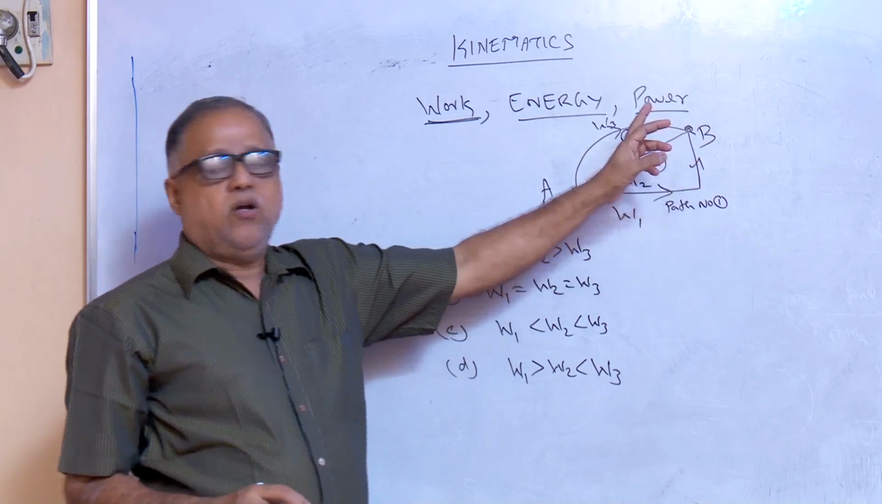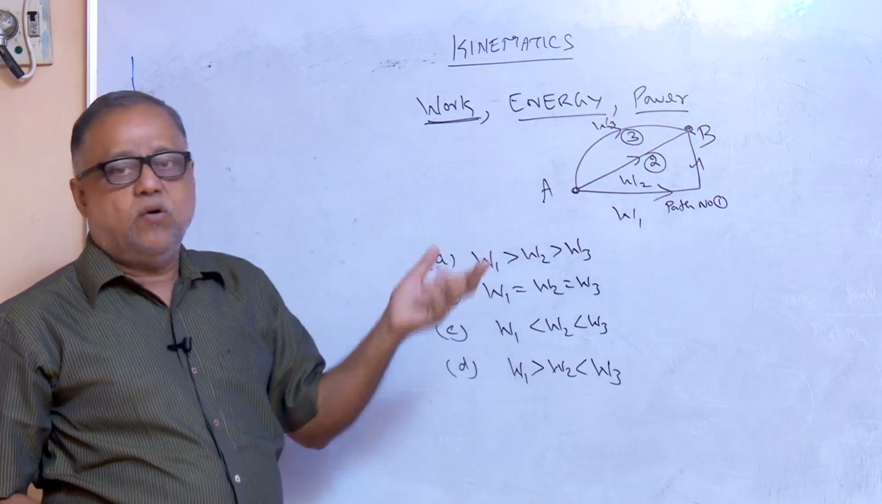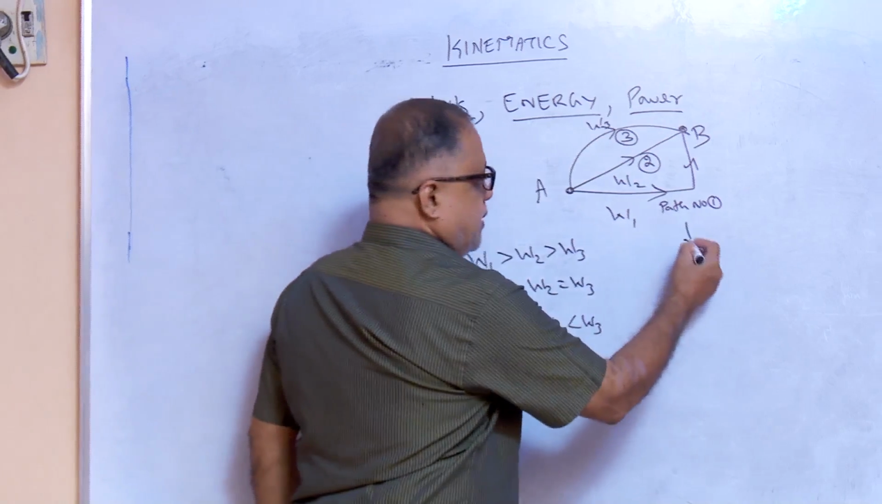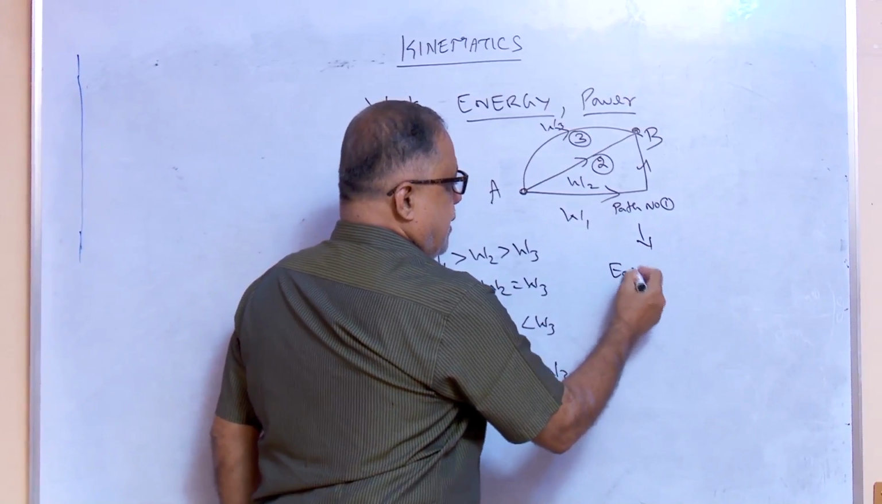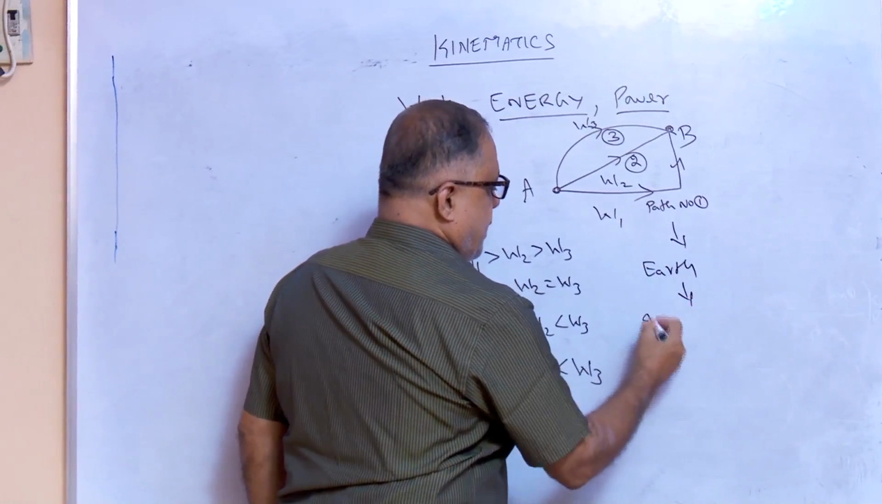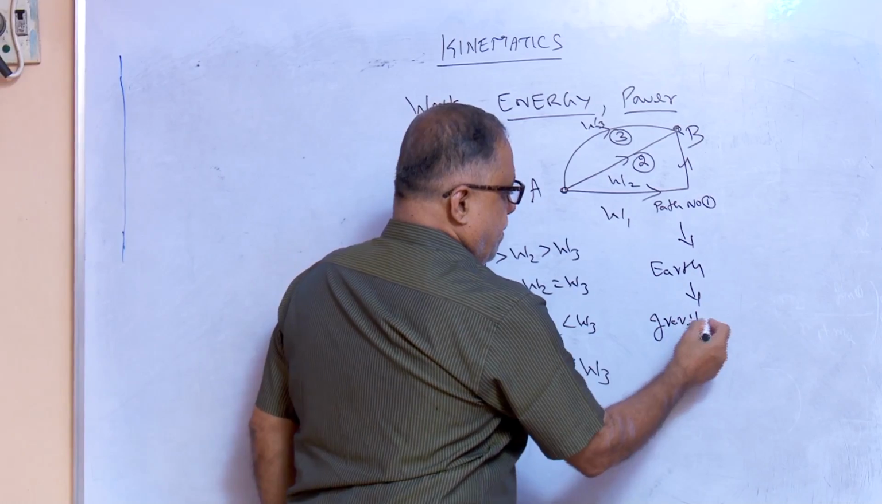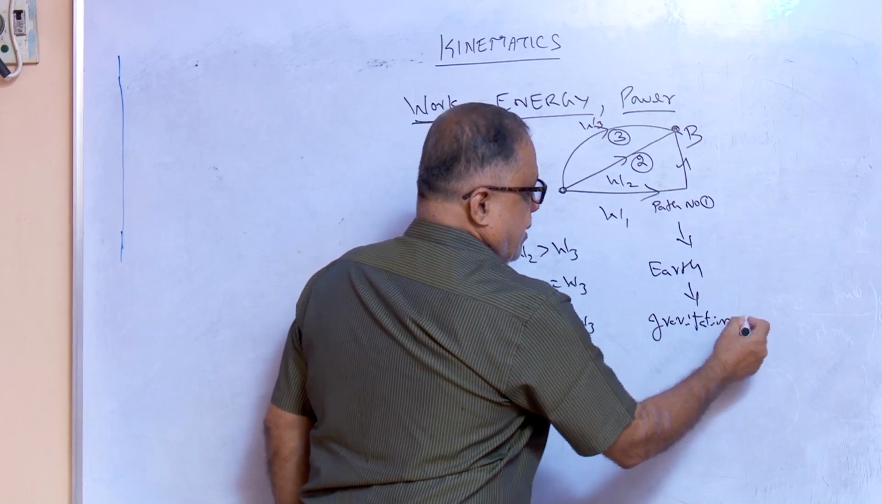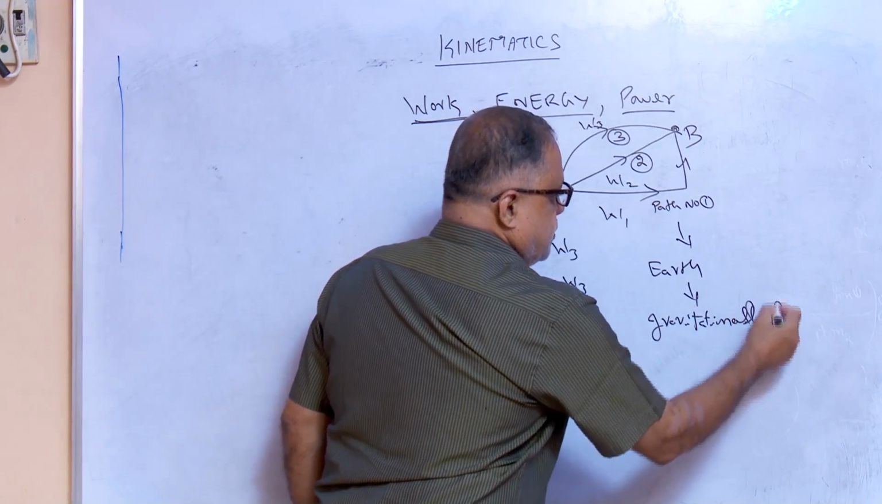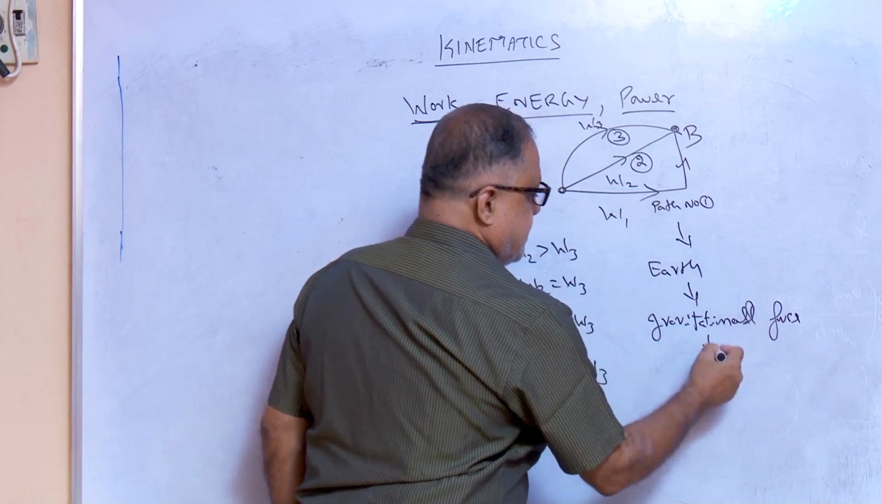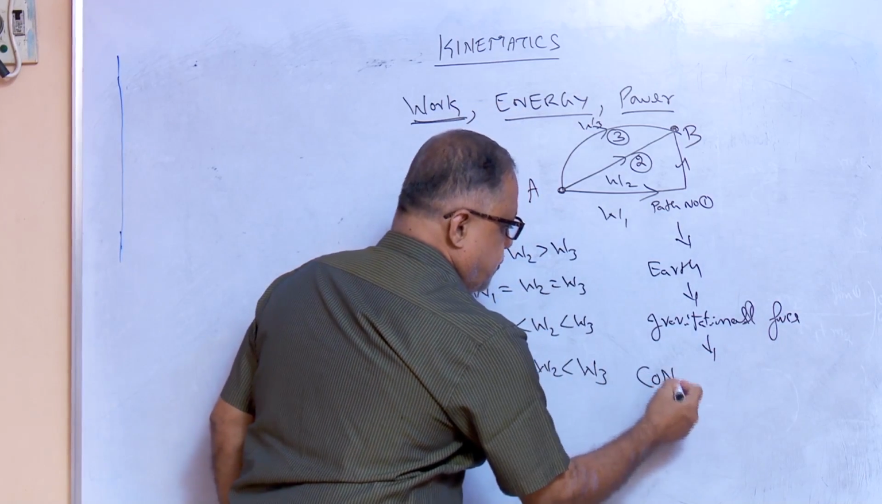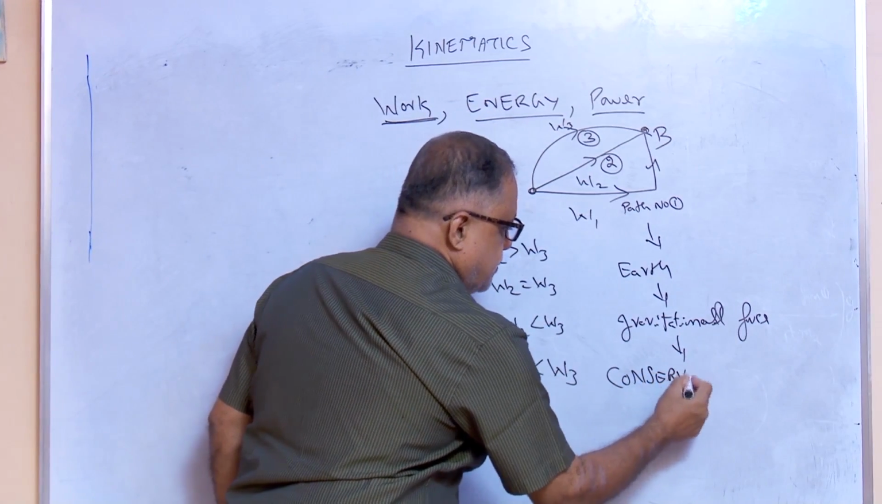Suppose the path is very long, can we say this is greater? No, because it happened on the ground or earth, and the earth is dominated by gravitational force. The gravitational force is the best example for conservative force. We call it a conservative force.